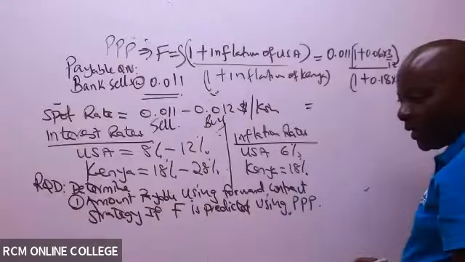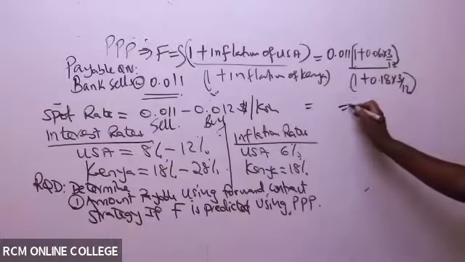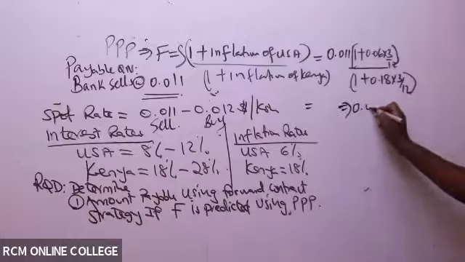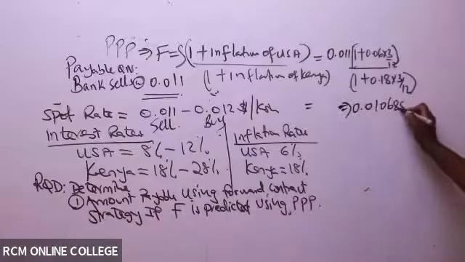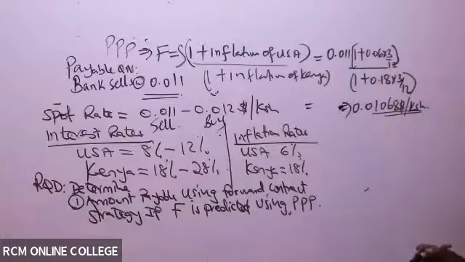So what figure are we getting? People are giving me different answers, you know. People are really getting very, very different answers. I don't know why. It seems 0.01068 dollars to Kenya shilling is the correct one.